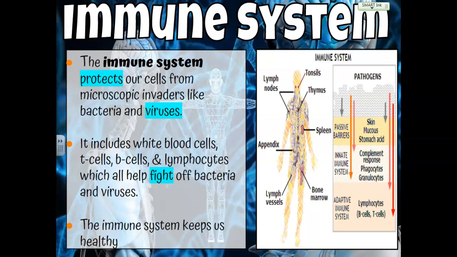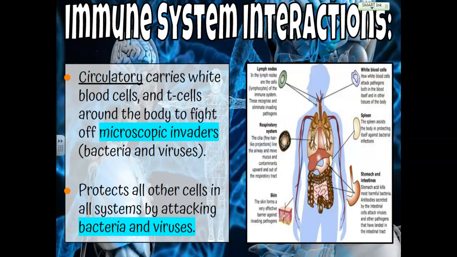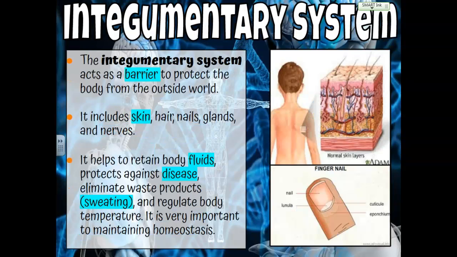Your immune system protects you from serious sicknesses, viruses, bacteria. It lets specific white blood cells and different cells go to areas of the body to help fight that infection. So it's there to keep us healthy. The circulatory system is what carries those white blood cells and T cells to all parts of your body to fight off the invaders, and it can technically protect all other cells in every system by attacking the viruses and bacteria that come into the body.